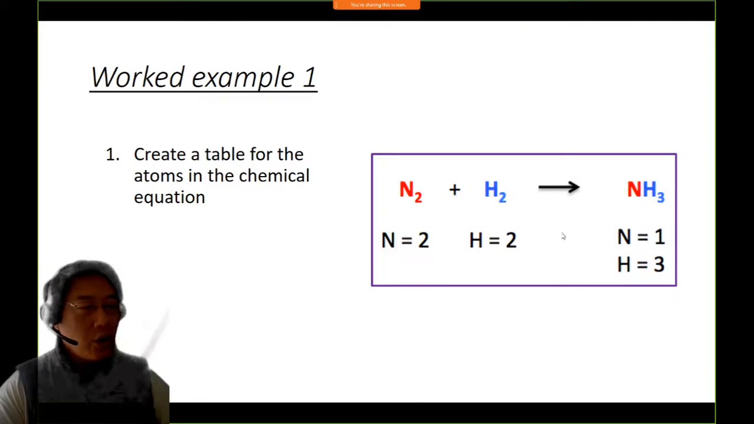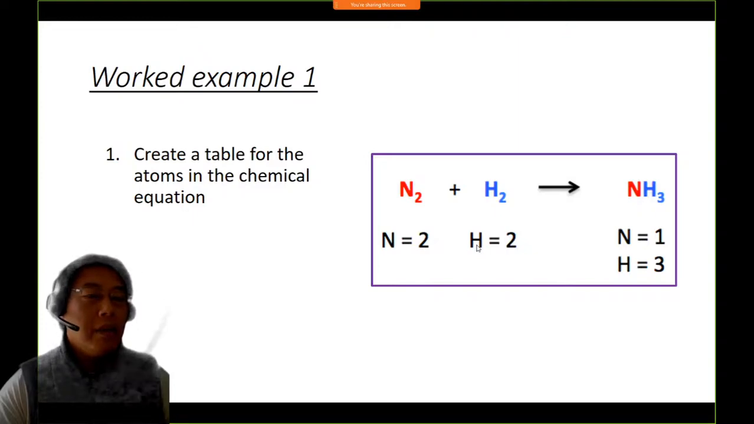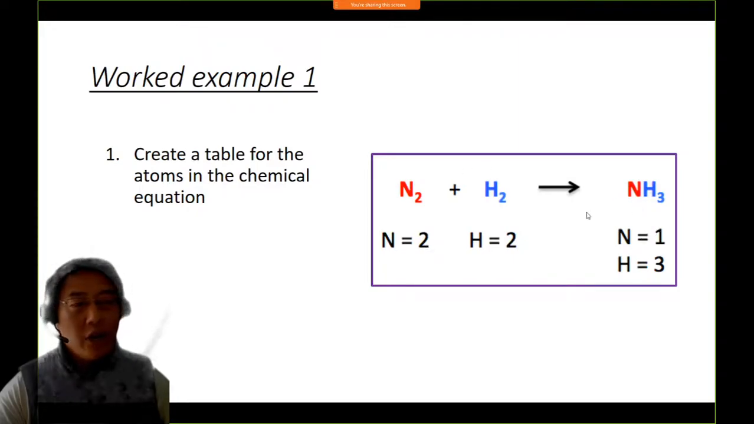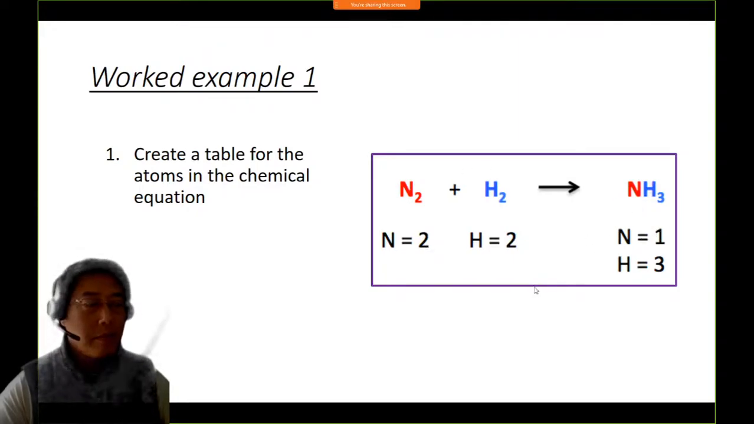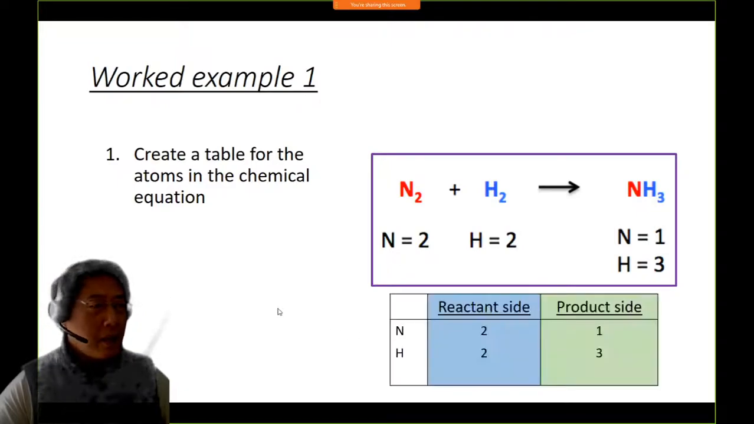Now below it shows you the number of... so step 1 is you list the atoms, so you have N and H. Okay, and step 2, you will count how many you have on the reactant side and on the product side. Okay, now this is a better way to do it.